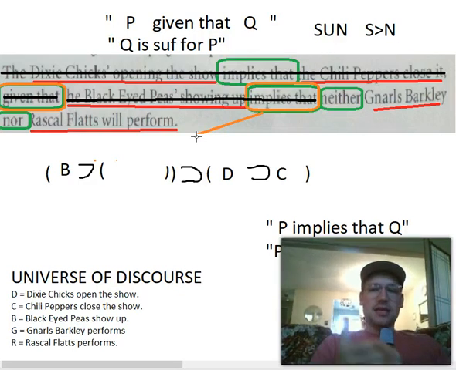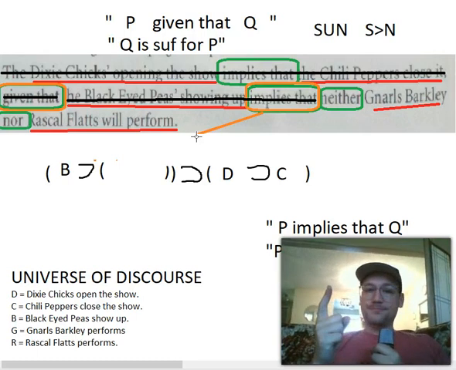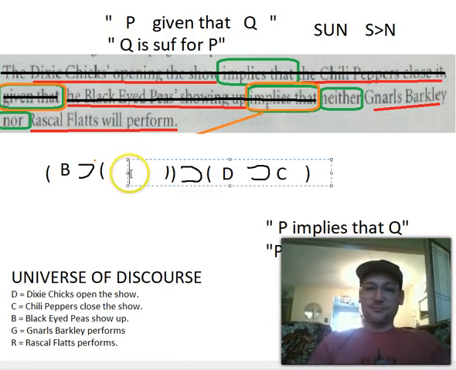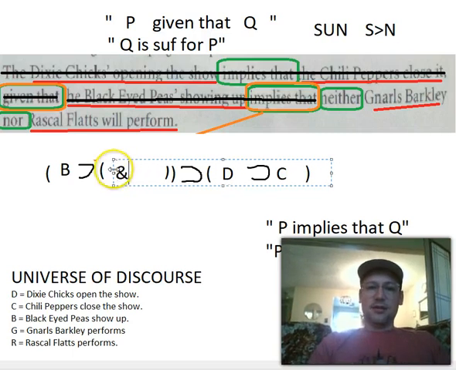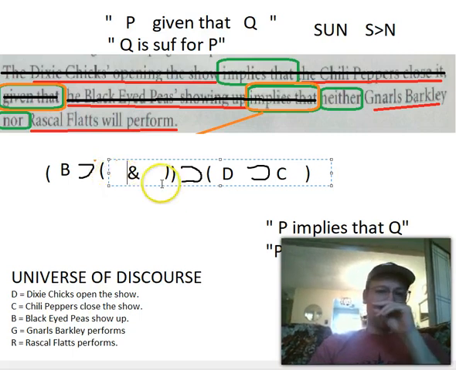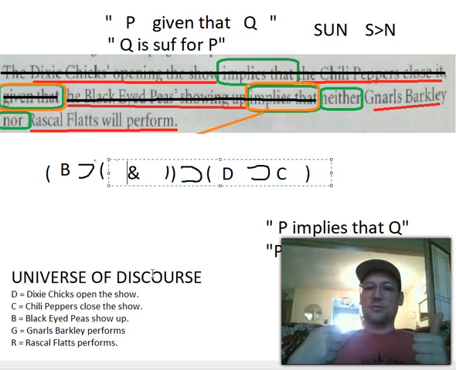And the information, if they say neither Gnarls Barkley nor Rascal Flatts will perform, well, they're telling me two pieces of information, right? They're telling me Gnarls Barkley's not going to perform and Rascal Flatts is not going to perform. So that's really an and statement. It's an and statement like that. It's an and statement where I learned what? Gnarls Barkley will not perform, and I also learned Rascal Flatts will not perform.